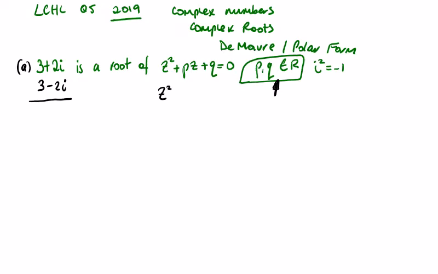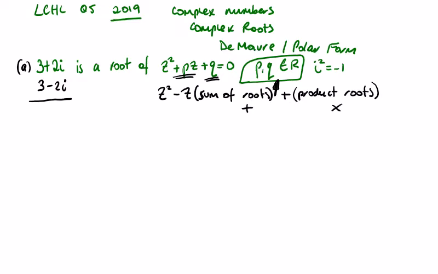Any quadratic equation can be written in the form z squared minus z, or x squared minus x, times the sum of the roots plus the product of the roots. So what does that mean? That means that if we add the roots together and change the sign, we can get this number, and if we multiply the roots, we can get this number. Sum, product.